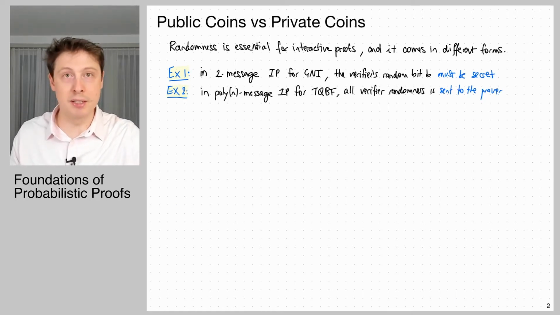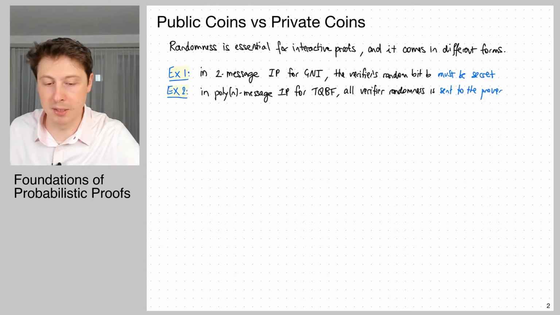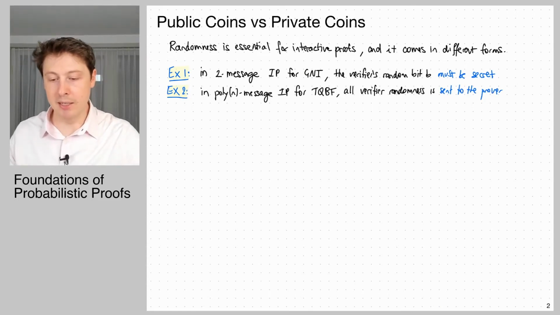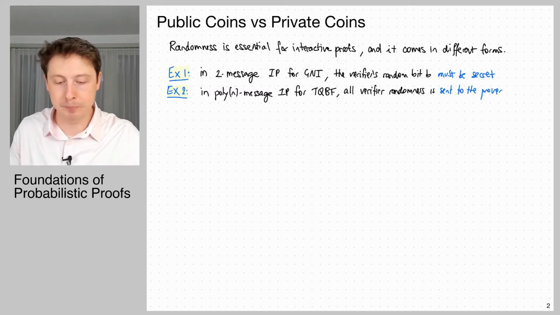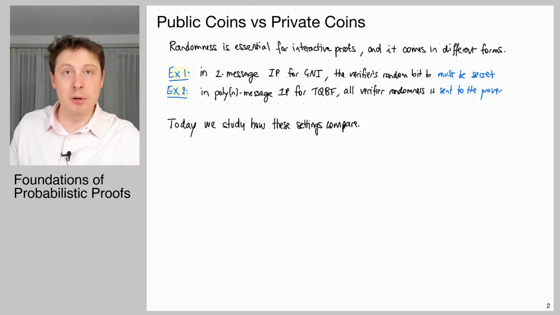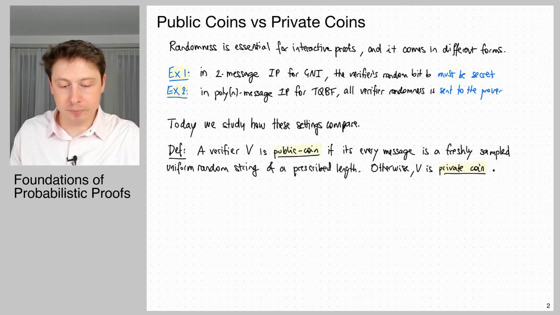Yet, we have also seen sum check style interactive proofs. For example, the one for TQBF, those tend to have more rounds rather than just two messages. And there, all the verifier randomness is sent to the prover. Or rather, anytime the verifier samples some randomness, it is sent right away. It doesn't mean that it first samples all the randomness and sends it all right away. It's that anytime the verifier needs to sample randomness, it's sent right away. At any moment in time, there is no secret randomness around, okay? So today we're going to try to understand how these settings compare.